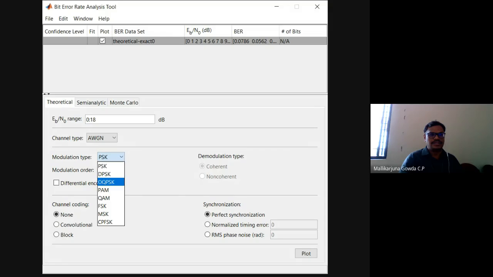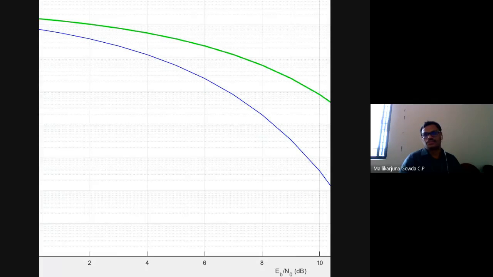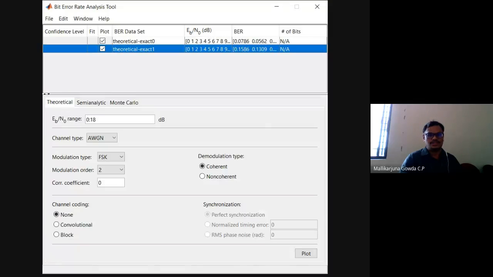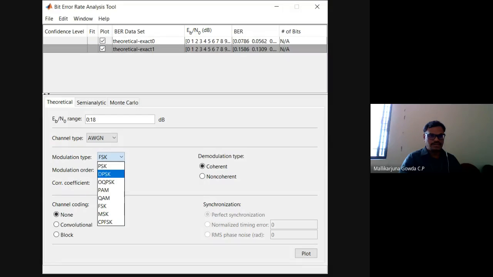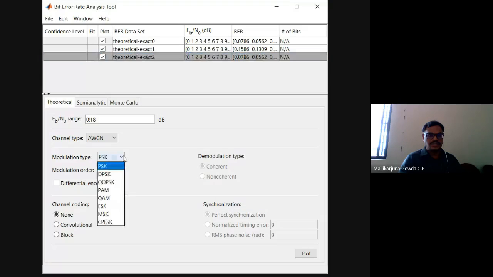So let me take FSK also. Okay, and plot. Yeah, I will share this screen. So I have drawn for FSK. And now let me take PSK only. I'm changing the modulation order. Modulation order 4 is nothing but QPSK, right? For that also it will draw the graph. As I increase the modulation order, what happens, that also you can check. 2, 4, then 8.